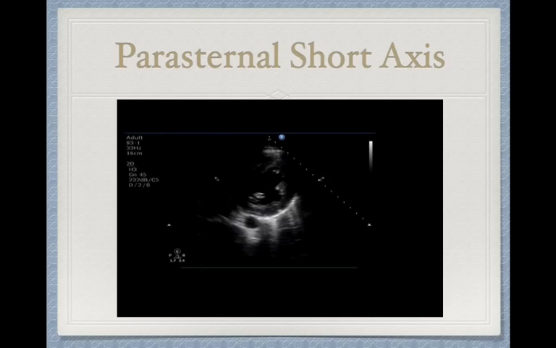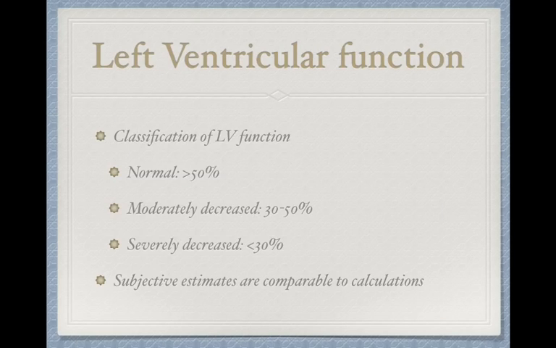So for classification of LV function, this is going to be a subjective assessment of LV function. Normal is anywhere above 50% LVEF. Again, we're subjectively assessing this. The two extremes are usually the easiest. A normal is going to be somewhat easy to detect, and then severely depressed is going to be less than 30%. And then the moderately decreased is anywhere between 30 and 50. That's going to take a little bit of practice to be able to eyeball that.